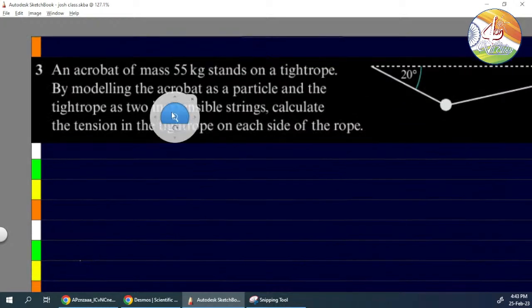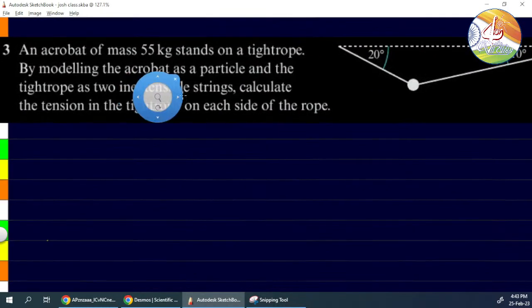Right, so an acrobat of mass 55 kg is standing on the tightrope. By modeling the acrobat as a particle, and the tightrope as two inextensible strings, calculate the tension in the tightrope on each side of the rope. So if we take the free body diagram, this is the person who is standing.